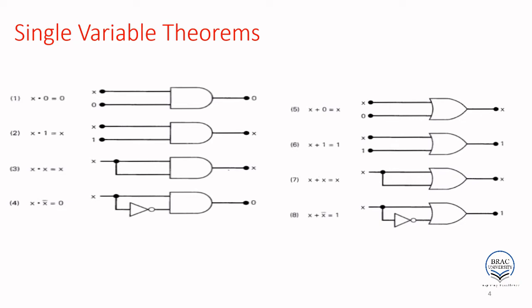So x dot 0 is 0, x dot 1 is x, x dot x equals x, x dot x prime equals 0. Similarly, this is the AND product, this is the OR product. x plus 0 equals x, x plus 1 equals 1, x plus x equals x, x plus x prime equals 1. So all of these single-variable theorems will be very helpful for simplification.